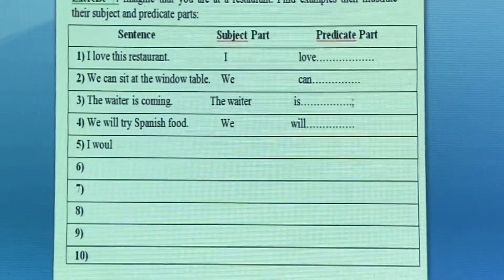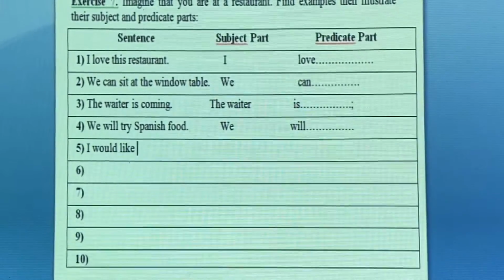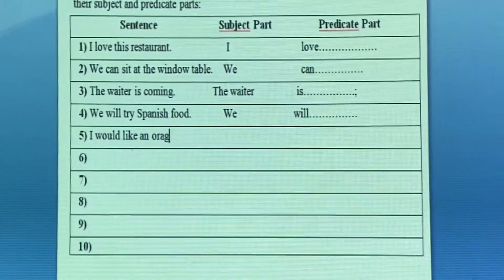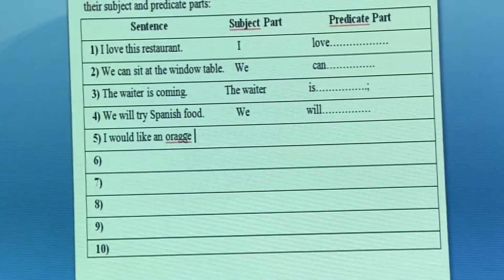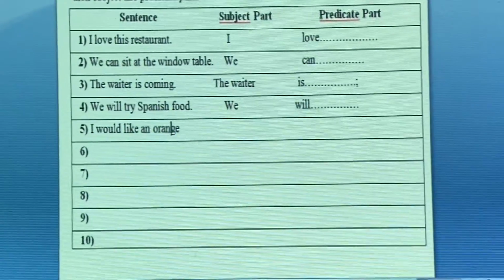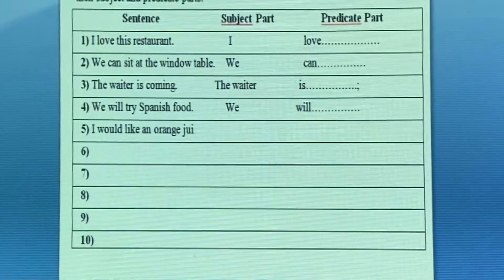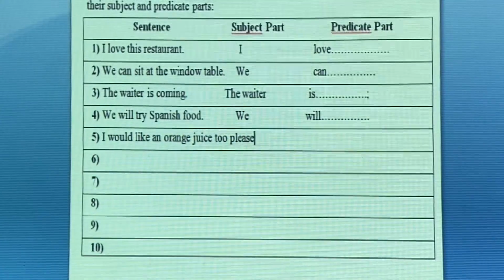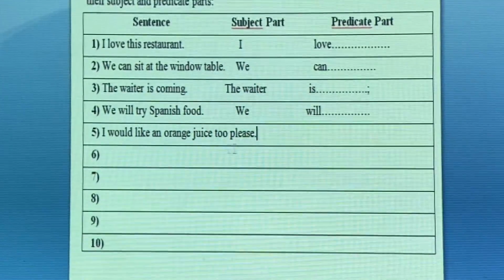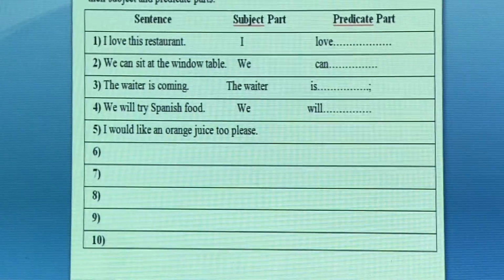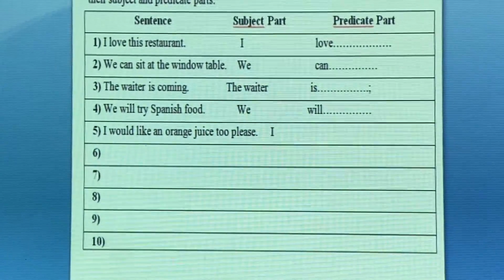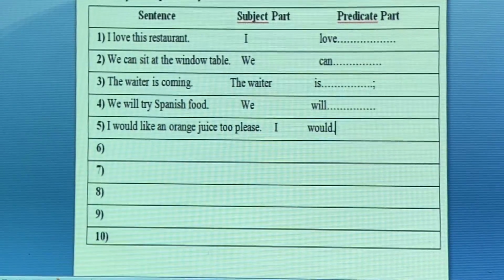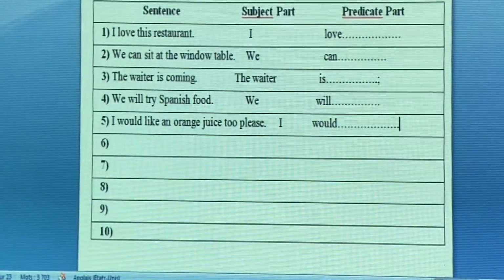I would like an orange juice. Two, please. I would like an orange juice too, please. So the subject here is I. And the predicate, everything starting by would. Would like an orange juice, please.